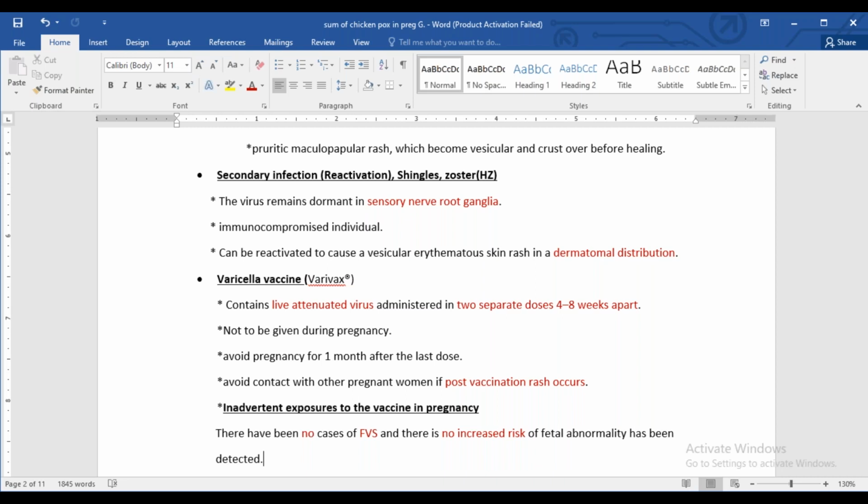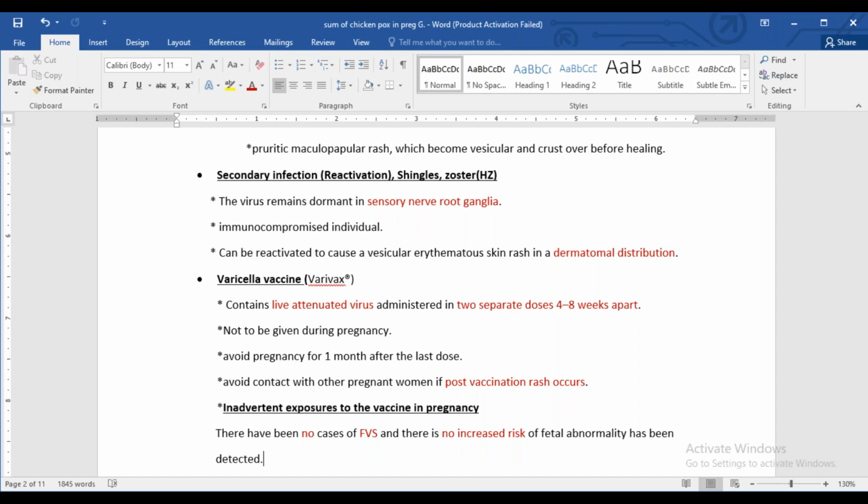Okay, this virus flourishes once again, and it will start to cause disease, but this time it has very characteristic distribution, which is dermatomal distribution. Usually it affects the nerve distribution, maybe the ophthalmic nerve distribution, maybe the thoracic nerve distributions. Okay, but you should bear in mind that the exposed type of shingles is the infective one.